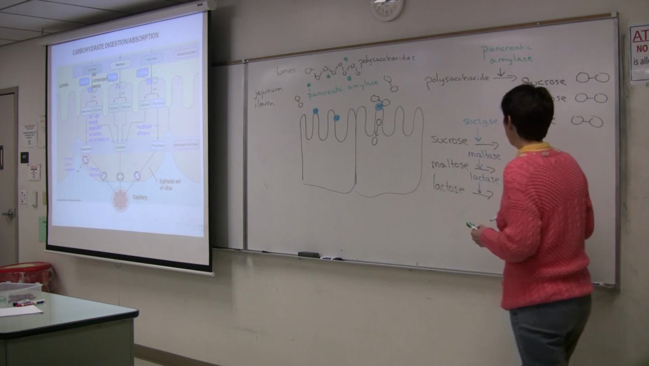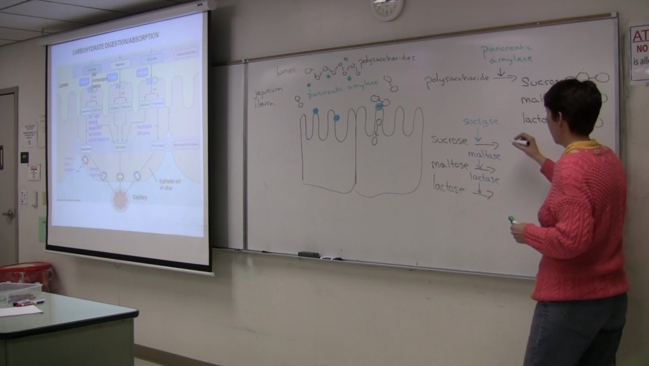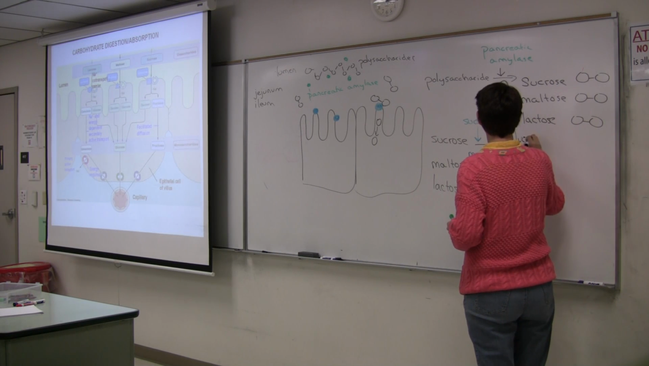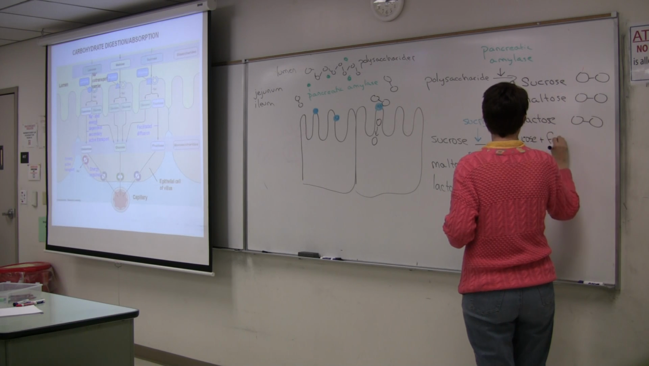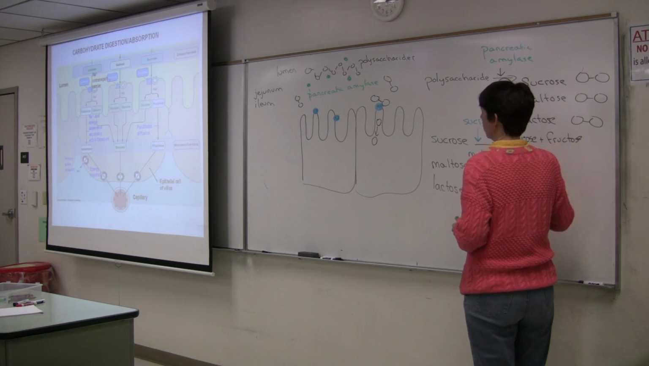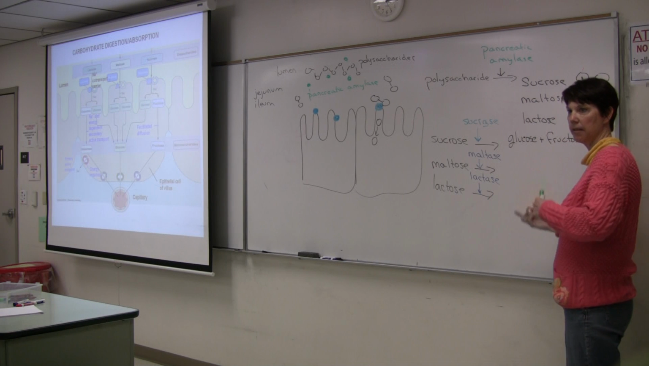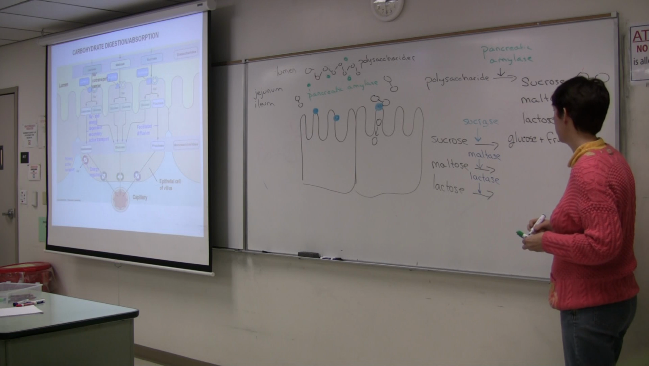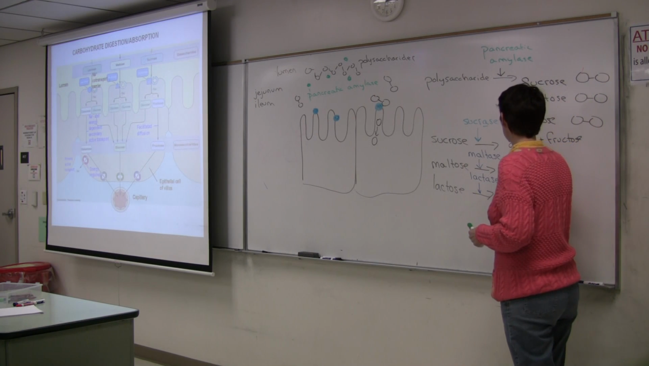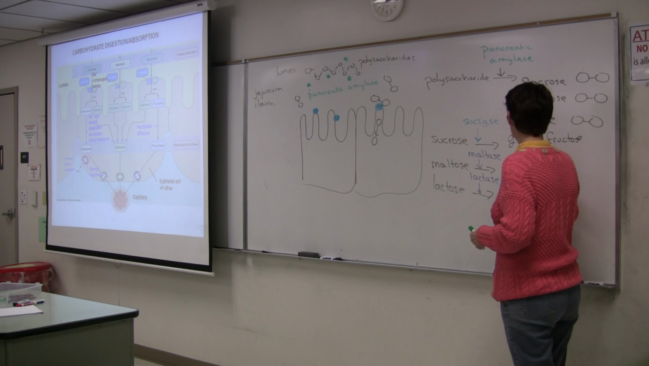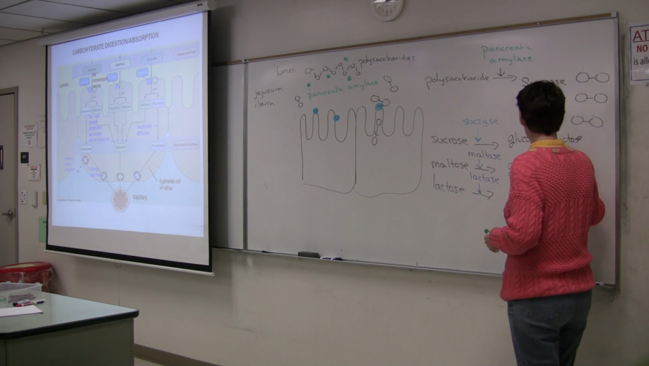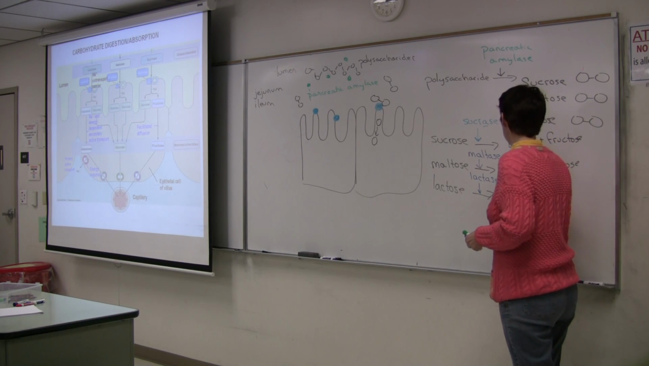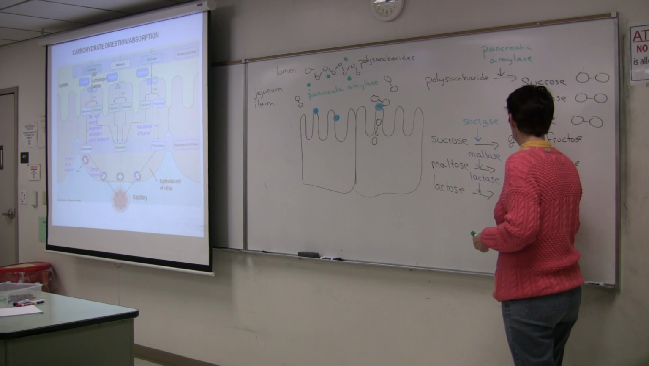Okay? So the products of sucrose after interaction with sucrase are 1 glucose and 1 fructose. Now this is a monosaccharide. It's small enough to pass into the simple columnar cell. Maltose produces 2 glucose molecules. And lactose produces glucose and galactose.